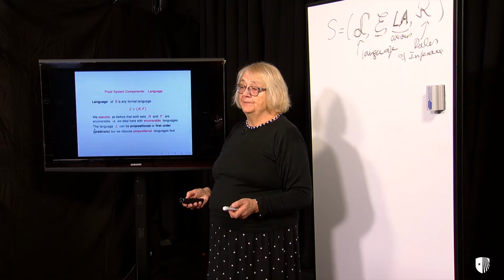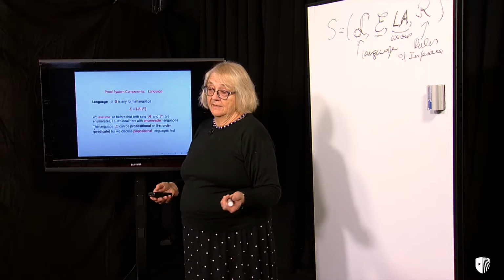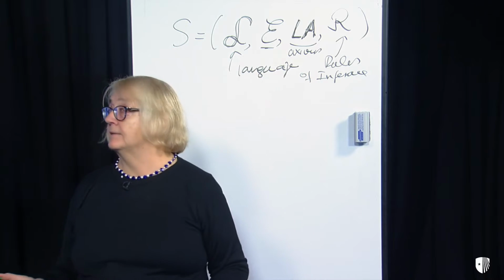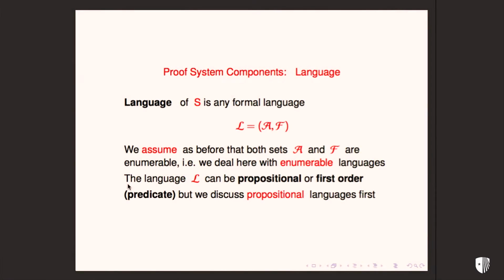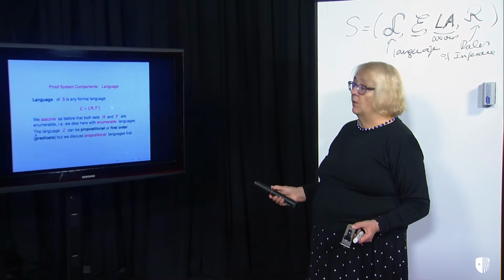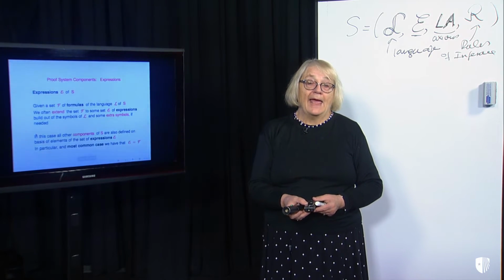And the language, of course, as we know, is a tuple: an alphabet and a set of formulas. And of course, we assume that A and F are enumerable languages. So in both propositional and first order languages, they are all enumerable, so we talk about enumerable languages.